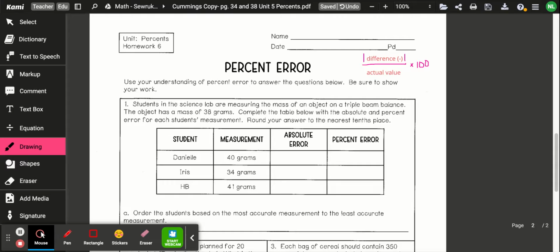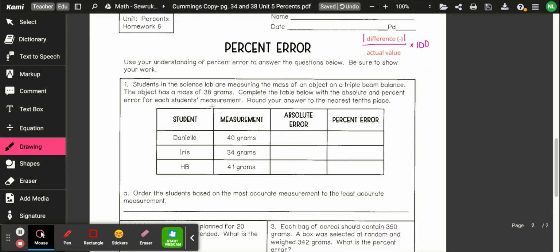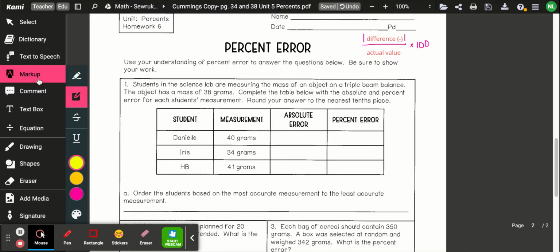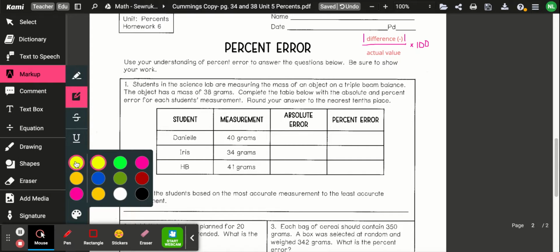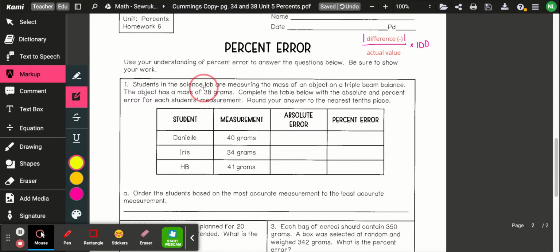The directions say, use your understanding of percent error to answer the questions below. Be sure to show your work. Students in the science lab are measuring the mass of an object on a triple beam balance. The object has a mass of 38 grams. This is the actual weight. The actual weight is 38 grams. Complete the table below with the absolute and percent error for each of the students' measurements. Round your answer to the nearest tenths place.